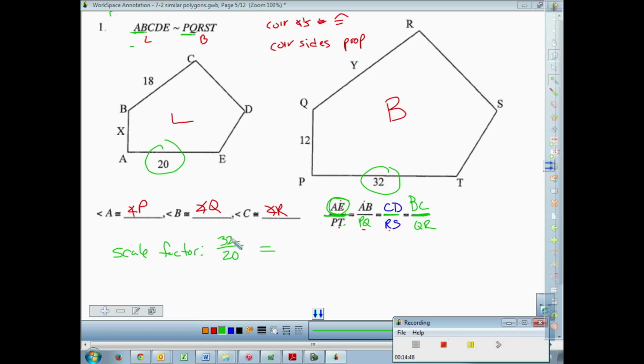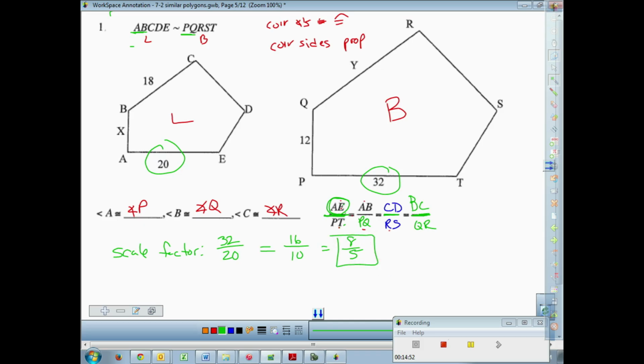How many times does 2 go into 32? Thank you. And then 2 goes into 20? That's reduced. Did I reduce it all the way? Can we reduce it by 2 again? So that would turn into what over what? 8/5. If it reduced by 2 and reduced by 2 again, what number really went into both of them? 4 did. Our scale factor is 8/5.